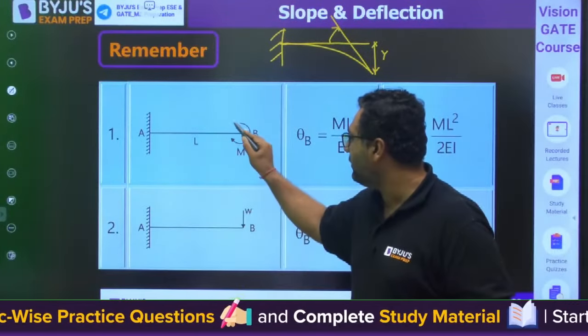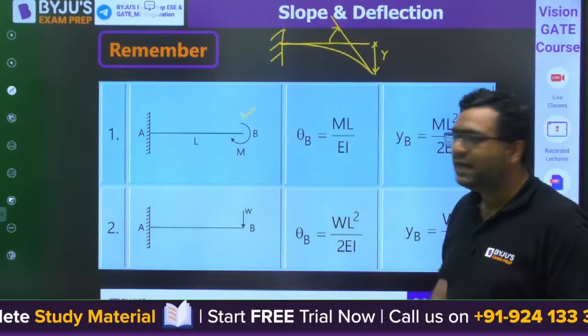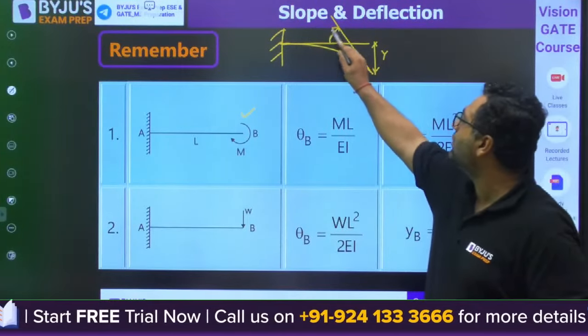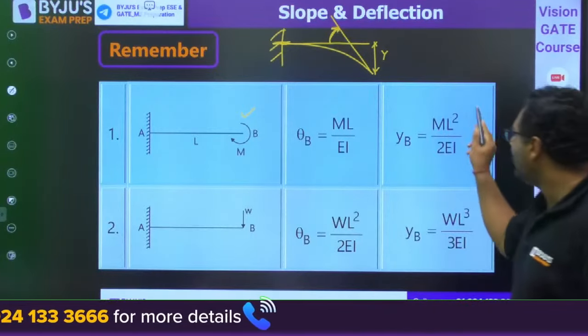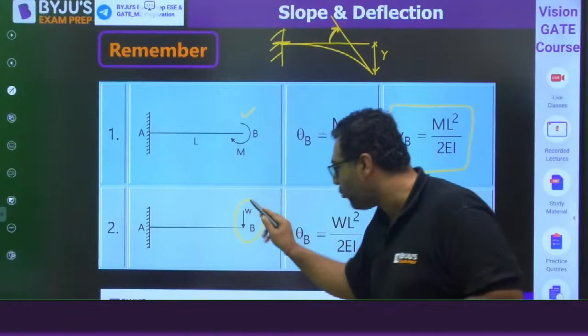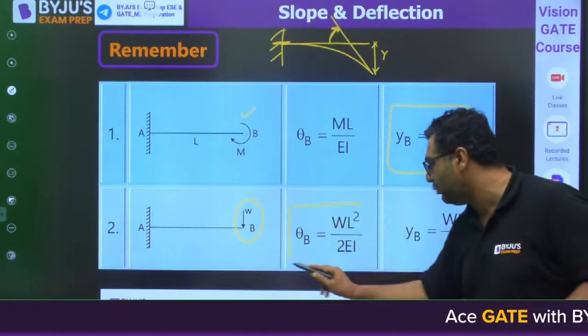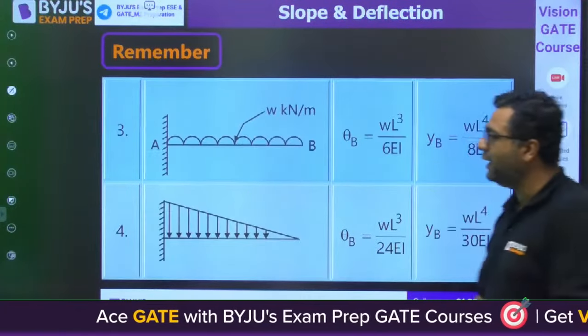For a cantilever beam, whenever it is subjected to a point moment, then ML upon EI is the slope. You know how to find out the slope. This is the slope at the free end. At the fixed end, the slope will be 0. Deflection is ML square upon 2EI. Likewise, whenever we have a point load, theta B will be WL square upon 2EI. Deflection at B will be WL cube upon 3EI.